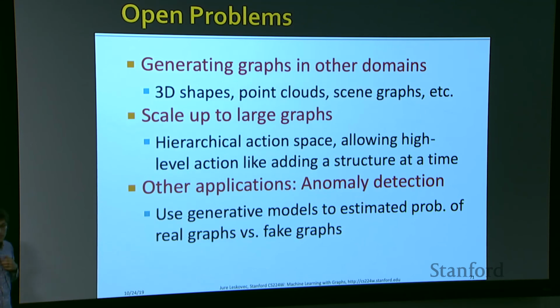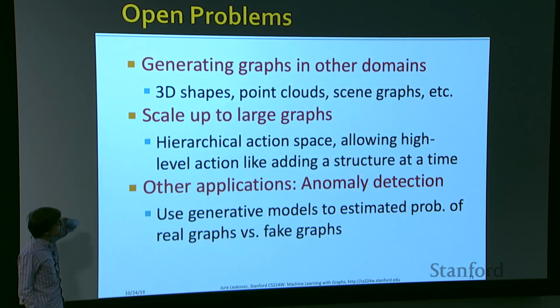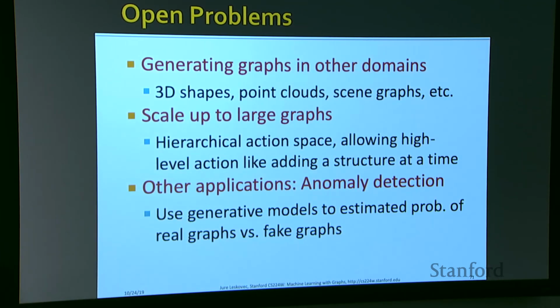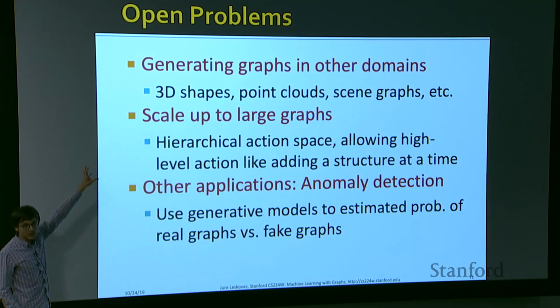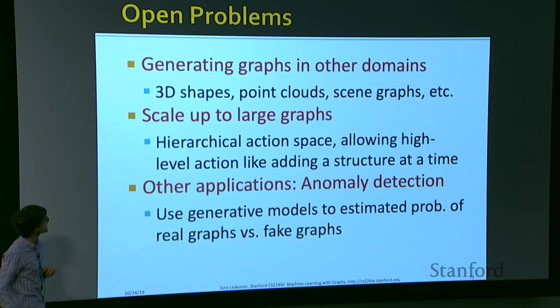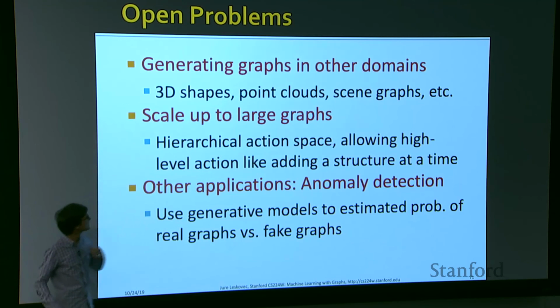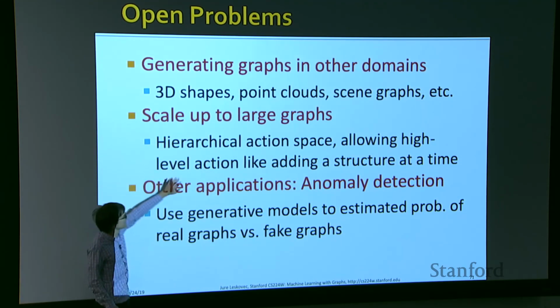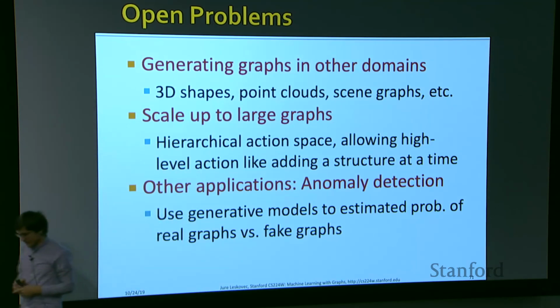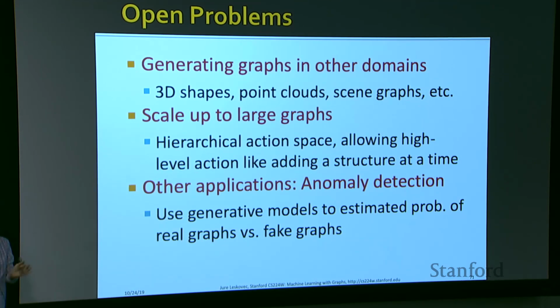So what are some interesting problems? An interesting problem is how would you use this to generate graphs in other domains? Maybe graphs of 3D shapes, right? You can represent a 3D shape as a graph, point clouds, scene graphs, things like that. How do you scale this to larger graphs? As I said, the technology I showed gets you to about 1,000 nodes, but that's tiny from a certain point of view. For molecules, it's big because molecules are usually small, I know, a few tens of nodes.